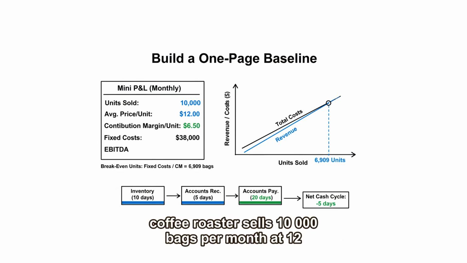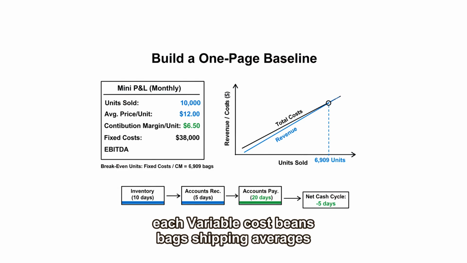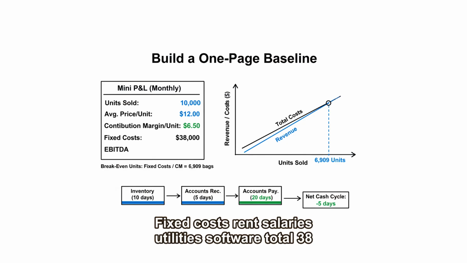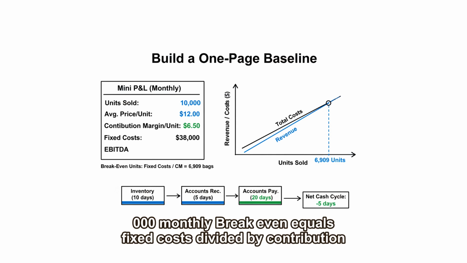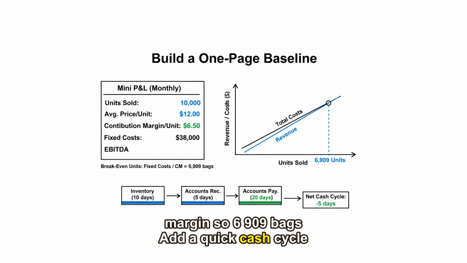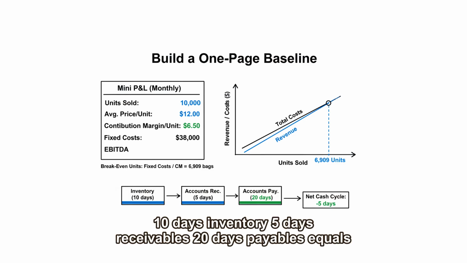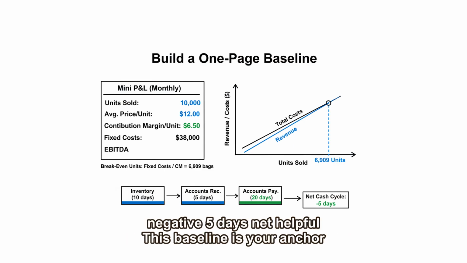Example: a neighborhood coffee roaster sells 10,000 bags per month at $12 each. Variable cost: beans, bags, shipping, averages $6.50 per bag, so contribution margin is $5.50. Fixed costs: rent, salaries, utilities, software, total $38,000 monthly. Break-even equals fixed cost divided by contribution margin, so 6,909 bags. Add a quick cash cycle: 10 days inventory, 5 days receivables, 20 days payables equals -5 days net.